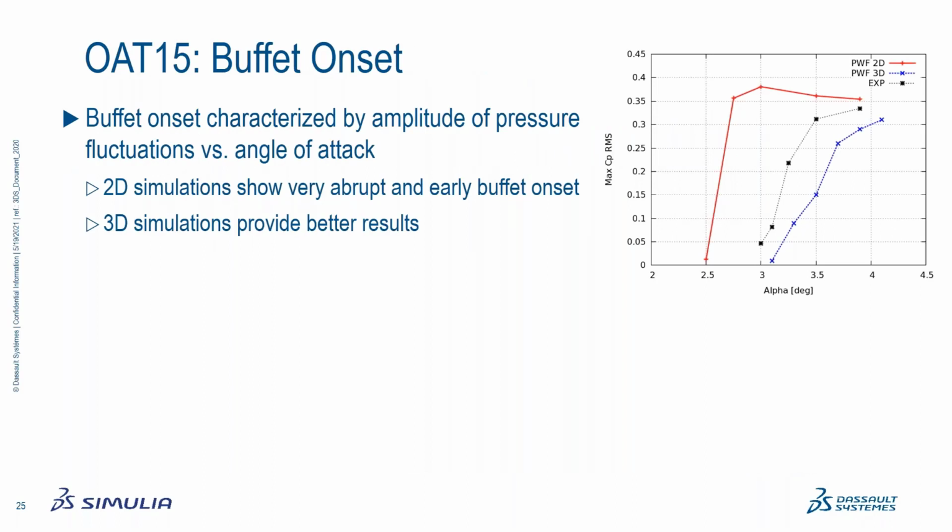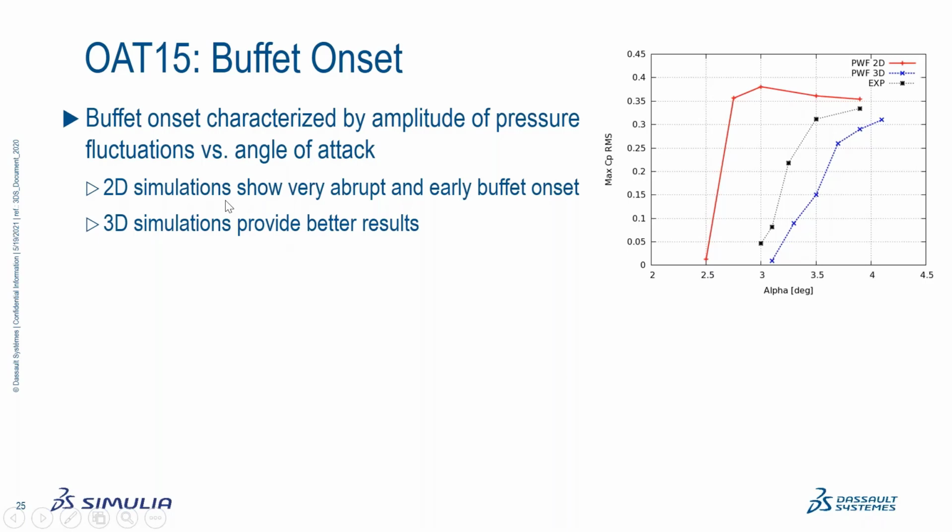What we are now interested in is the buffet onset. So when does buffeting actually start? And this is characterized typically by the amplitude of the pressure fluctuation that we would measure on the airfoil versus the angle of attack. So I'm showing on the right-hand side a plot where we have the angle of attack of the airfoil and the maximum pressure fluctuation that we are encountering on the airfoil. In black is the experimental curve, in red is a two-dimensional PowerFLOW simulation, and in blue is a three-dimensional PowerFLOW simulation, which is essentially what I showed you on the previous slide.